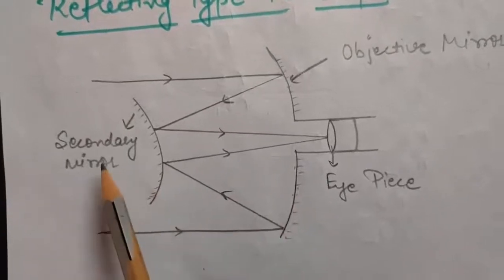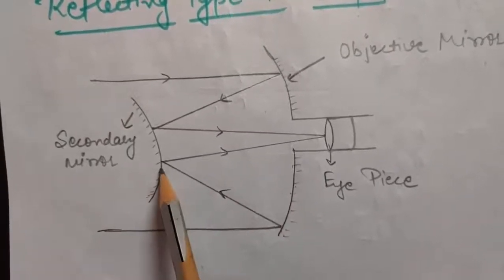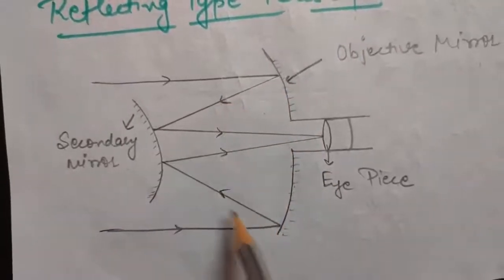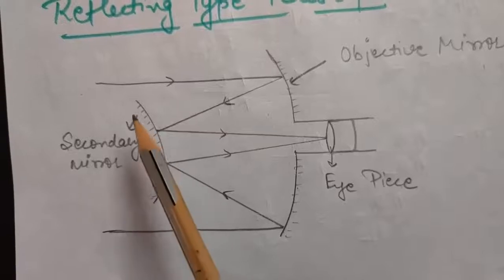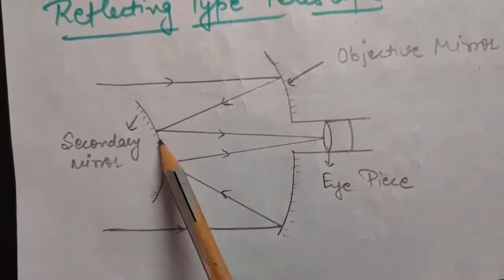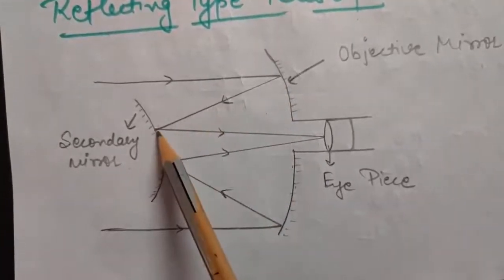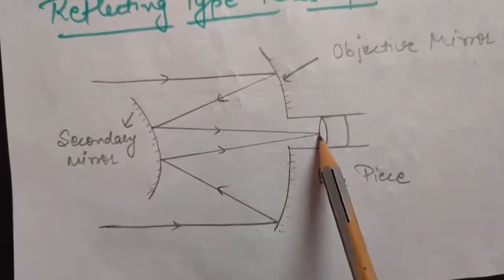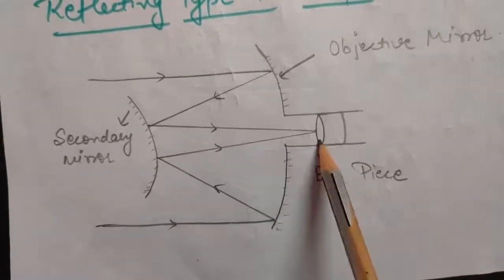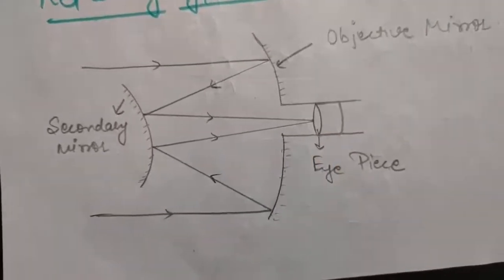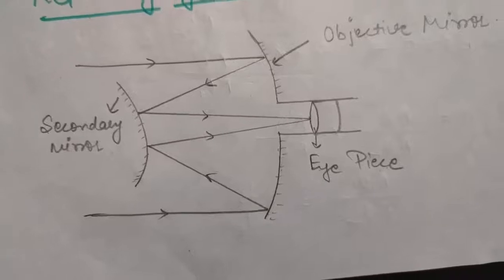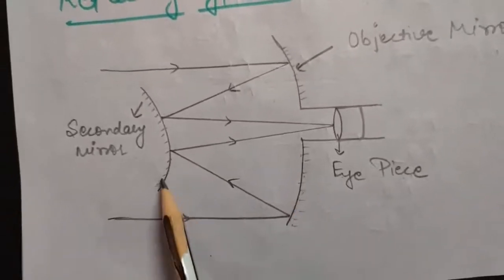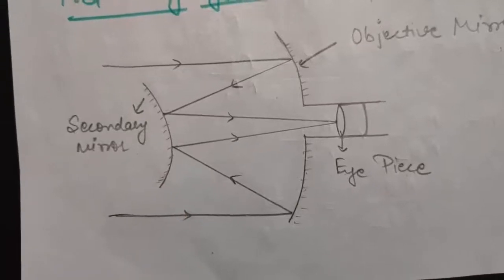Now there is again a convex mirror used, which is called a secondary mirror, up to which these rays will come and they will strike on this mirror. As you know, this is a convex mirror. So on striking this mirror, the rays will be reflected back and they will go like this, and they will be meeting at a point on the eyepiece. So here the image will be formed by the reflecting type telescope. Here we have used two mirrors. First is your objective concave mirror and second is your secondary mirror, which is a convex mirror.